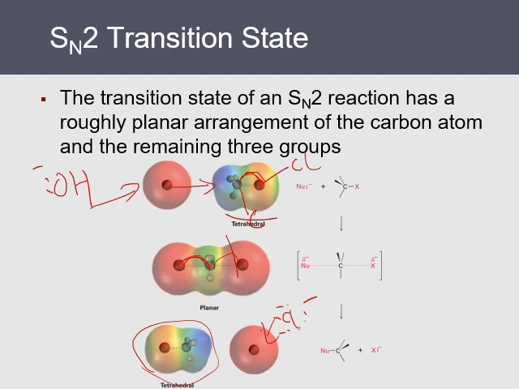Also notice that in both the reactants and the product, the carbon is sp3 hybridized, with tetrahedral geometry, so the angles are all 109 degrees. But in the transition state, the carbon has a roughly planar arrangement.